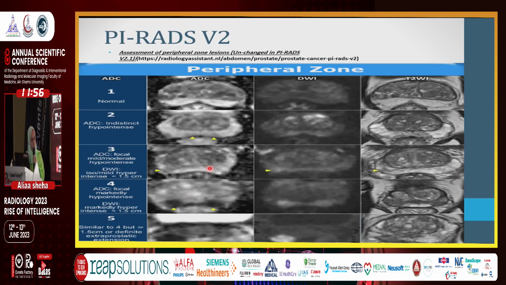Regarding the assessment of the peripheral zone, in version 2, it was determined that the diffusion weighted sequences are the most important to diagnose peripheral zone lesions. So if the peripheral zone had no diffusion restriction, this was reported as normal, PIRADS 1. If there is very low or indistinct hypointensity, it's PIRADS 2. If it's moderate or mild hypointensity like this area, it's PIRADS 3. And then PIRADS 4 and 5 is markedly hypointense with marked diffusion restriction. Less than 1.5 centimeters is 4, and more than 1.5 centimeters is 5.